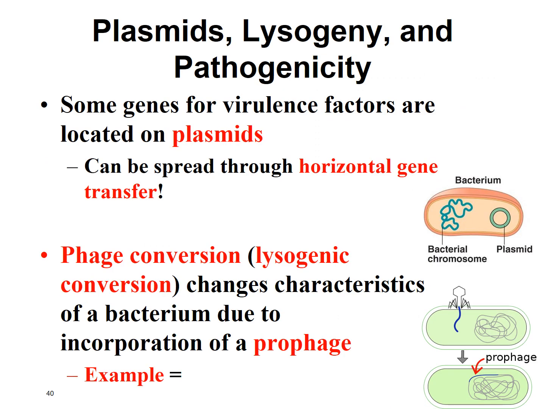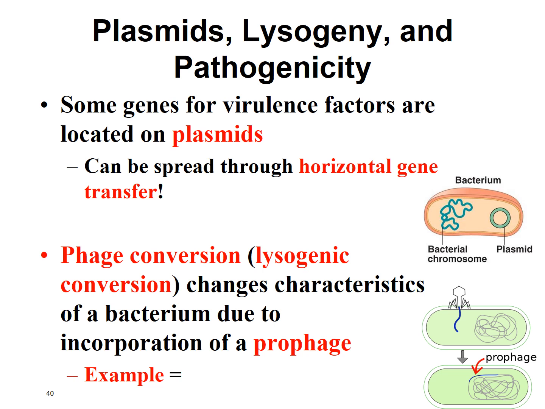Okay, so these virulence factors that we've been talking about, they're coded for by genes that are located on plasmids. And remember that plasmids, we can share copies of those through horizontal gene transfer with other bacteria. So we can actually spread some of these virulence factors around, and these bacteria can share their great ideas. Another thing that we talked about before is phage conversion.